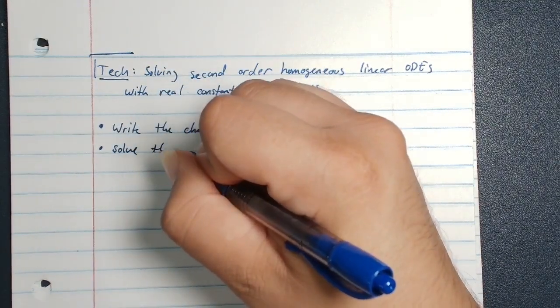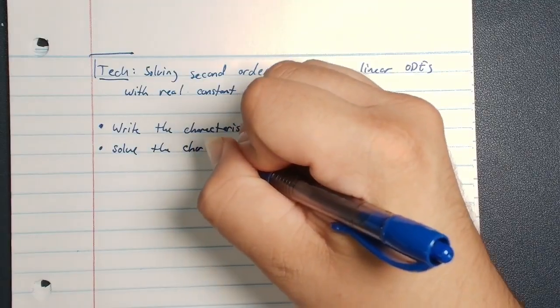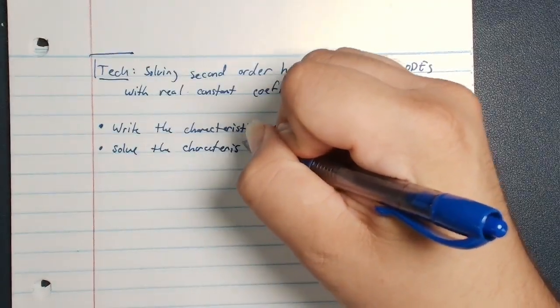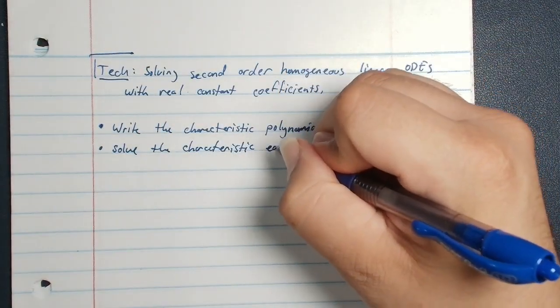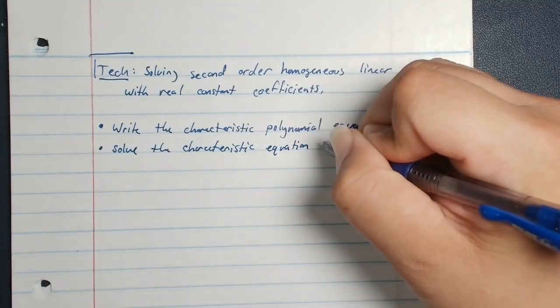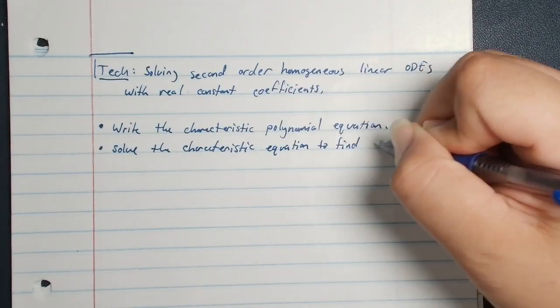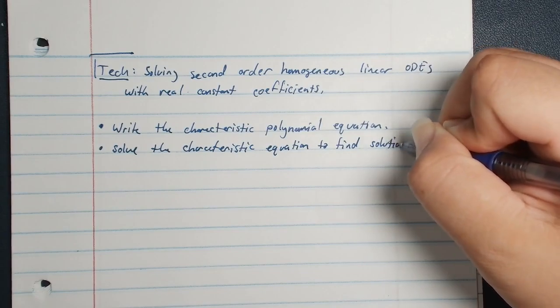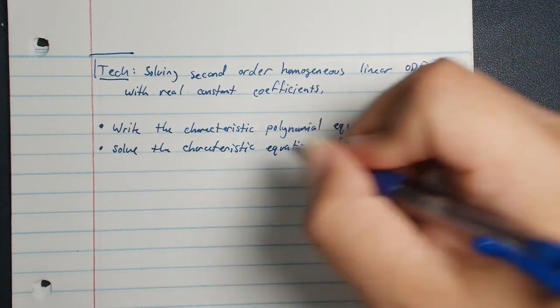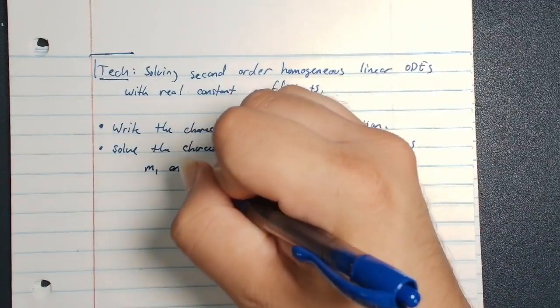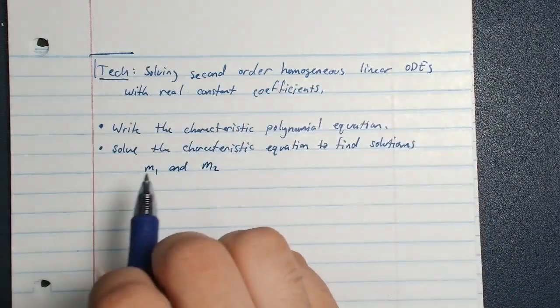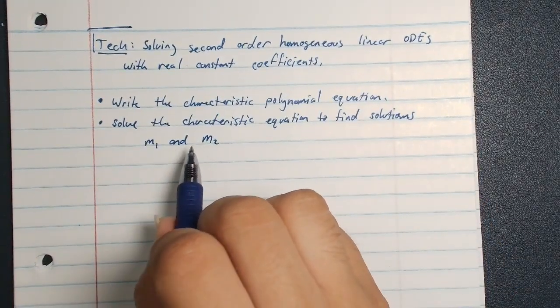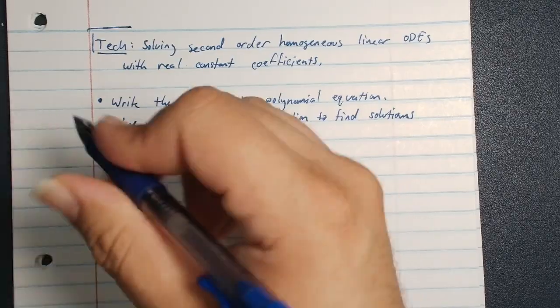Solve the characteristic equation to find solutions M1 and M2. These are not the solutions to the ODE, these are the solutions to just the polynomial equation.